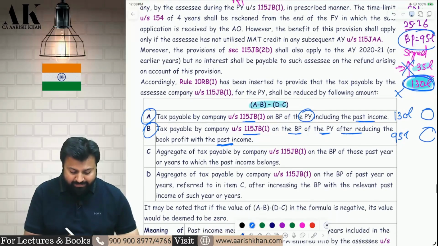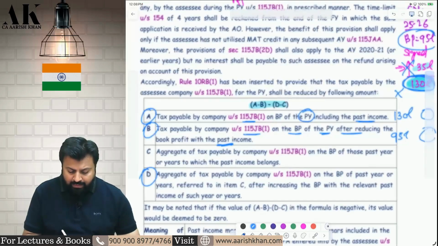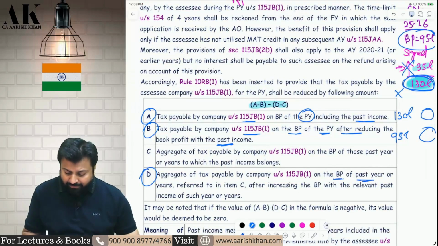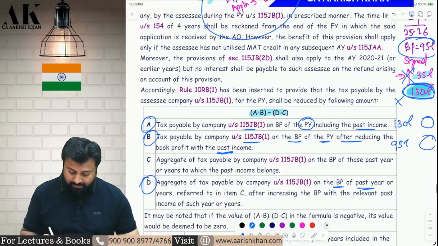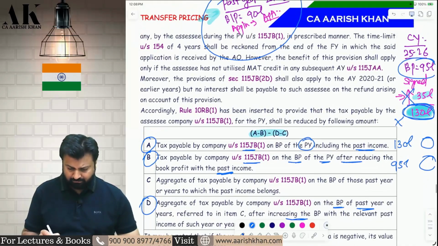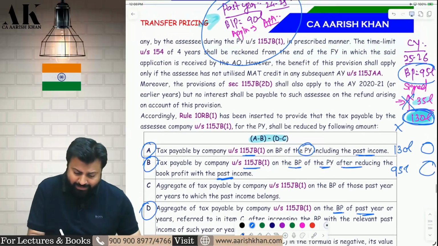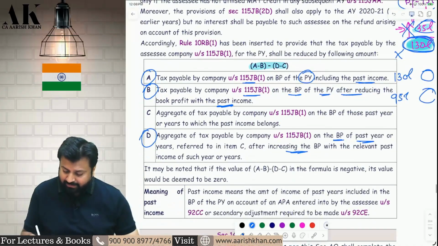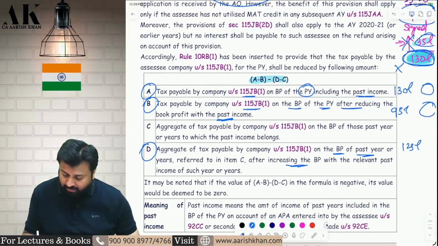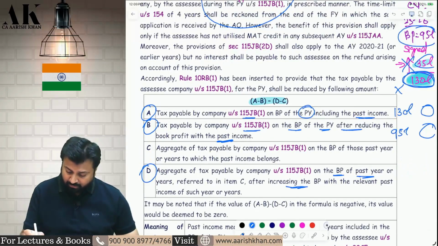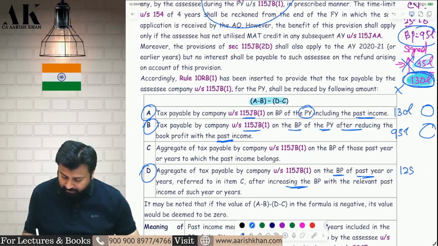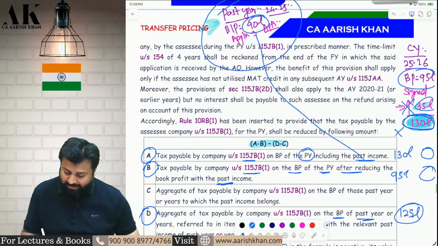Similarly, what is D minus C? D is again tax payable by company on the book profit of the earlier year. Now you have to compute book profit of the earlier year, that is, last year's tax. Now you have to increase the past year income. So now you have to take tax on 90 plus 35. 90 plus 35 comes to how much? 125 lakhs. So now you will compute tax on 125 lakhs. And then on C, you will compute again tax on how much? Tax on only 90 lakhs.